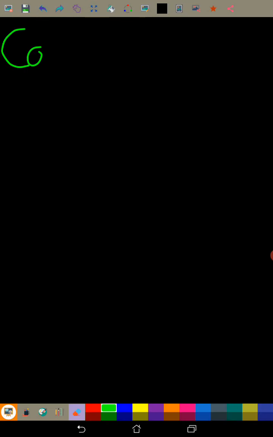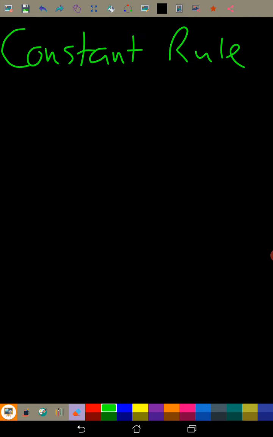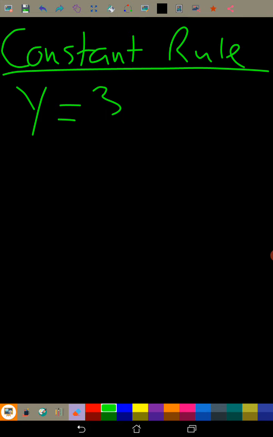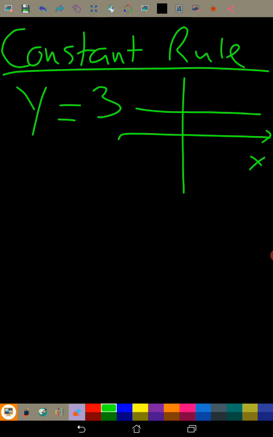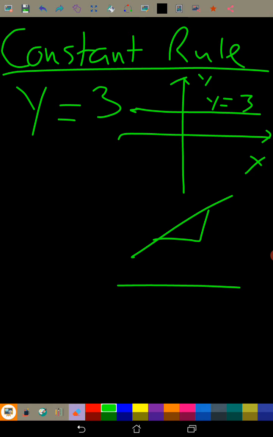So there's something called the constant rule. The constant rule, that's when you are differentiating a constant. Let's say you have an equation y is equal to 3. Y is equal to 3 is just a parallel line to the x-axis. This is y is equal to 3. Okay, so which means that it does not have any gradient. It's flat. It's horizontal. So dy by dx is 0.